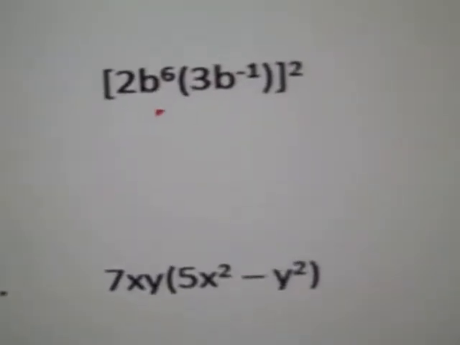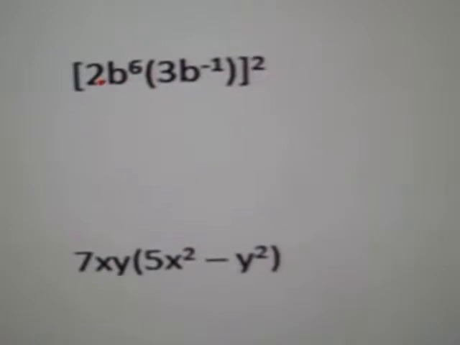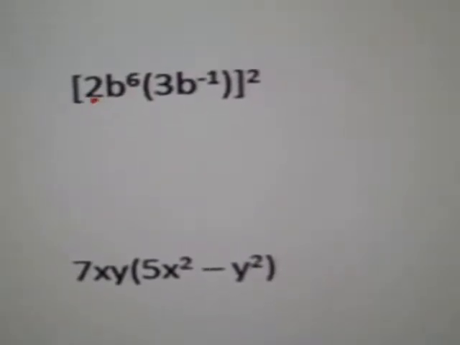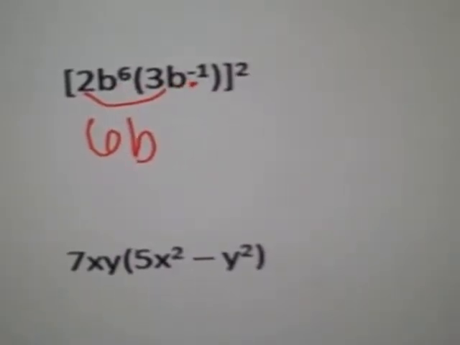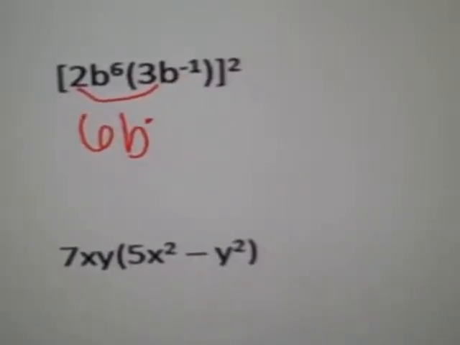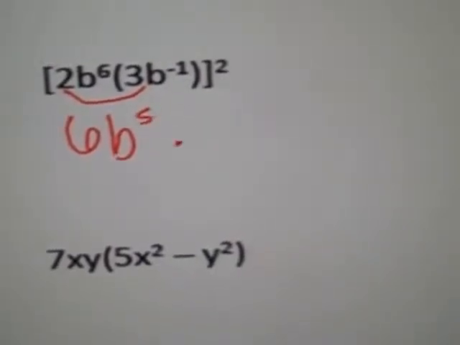Okay, number 2. It looks complex, a lot of numbers, a lot of exponents. Just take it one step at a time. Do the numbers first, 2 and 3. 2 times 3 is 6. Now the b's, b to the 6 times b to the negative 1. I just add the exponents. 6 plus negative 1 is 5.